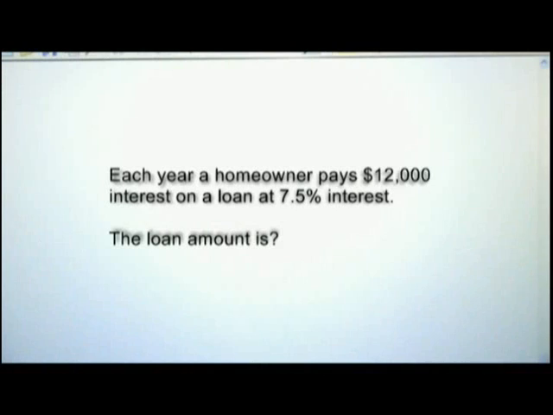Each year, a homeowner pays $12,000 interest on a loan at 7.5%. The loan amount is blank. This is a pretty important relationship, one that you're going to use consistently through the rest of the course. And that is, there is a relationship between the interest we pay annually, or our annual interest, the interest rate, and the loan amount or principal amount. Now the amount of interest we pay is going to be smaller than the loan amount, so that number goes on top.